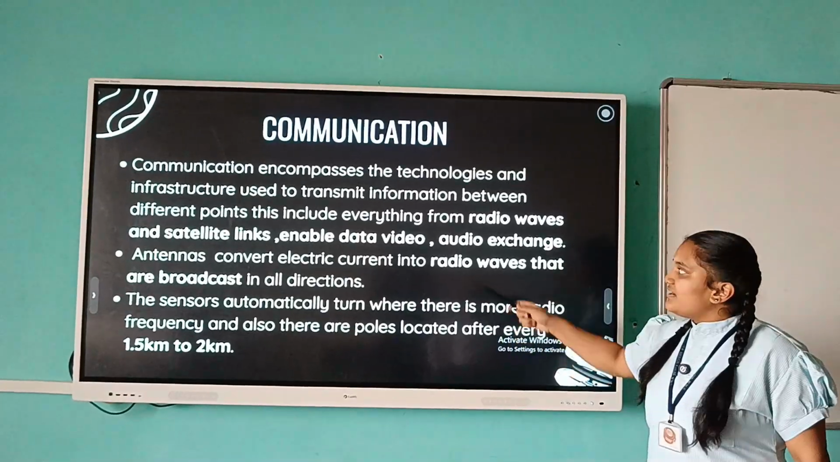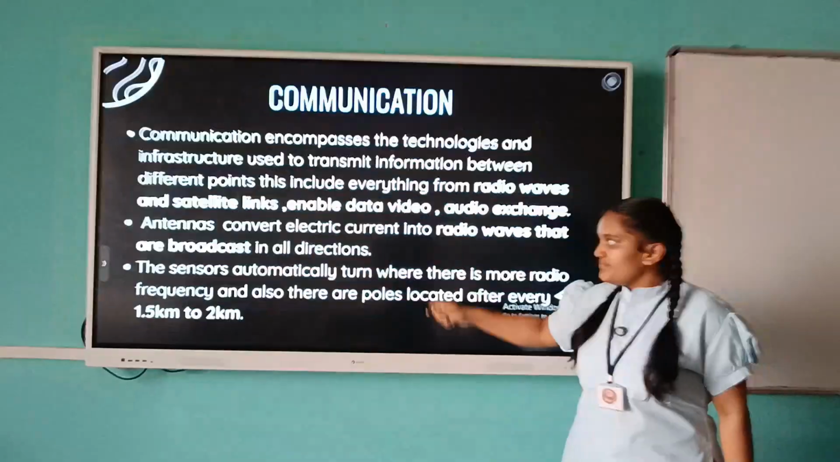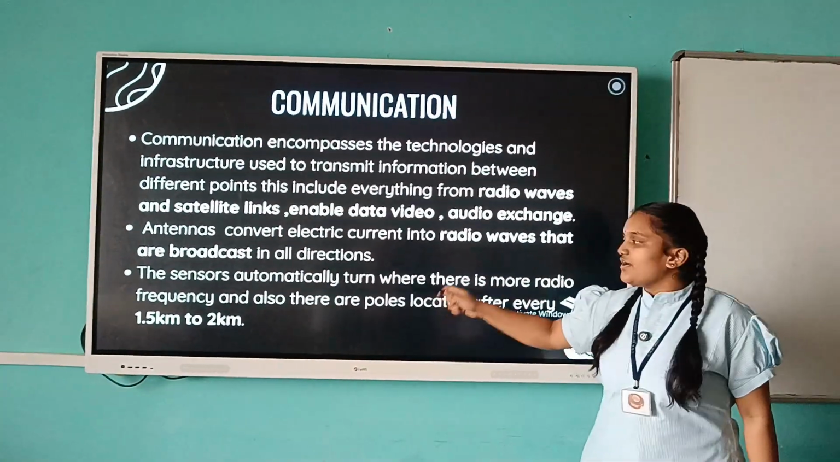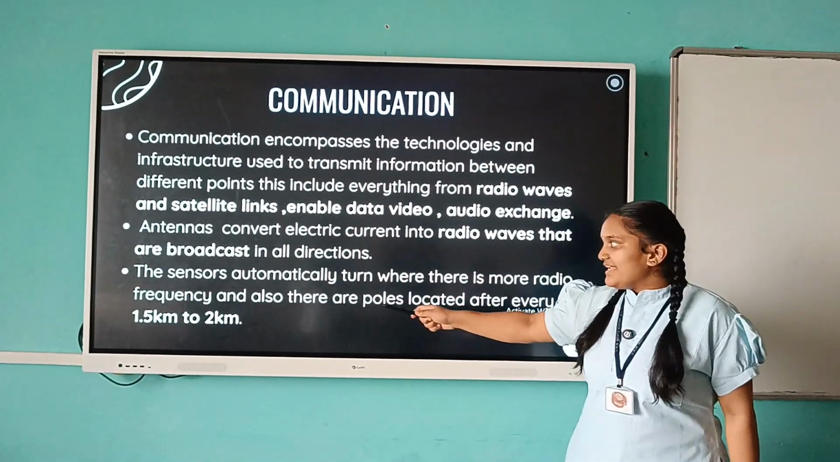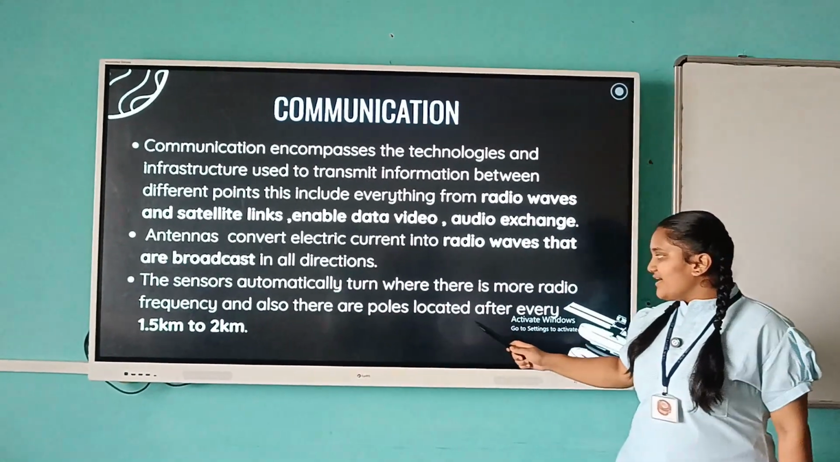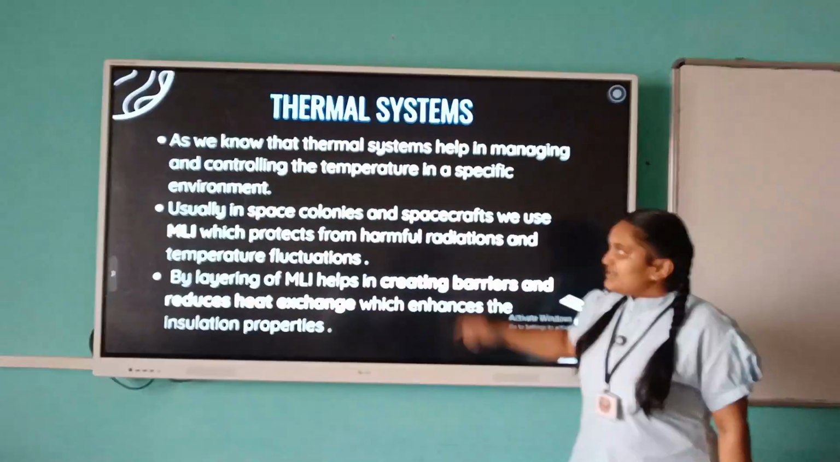In space, communication relies on radio waves and satellite links. Antennas convert electric current into radio waves that are broadcast in all directions. The sensors automatically turn toward where there is more radio frequency, and there are also poles located after every 1.5 km to 2 kilometers.